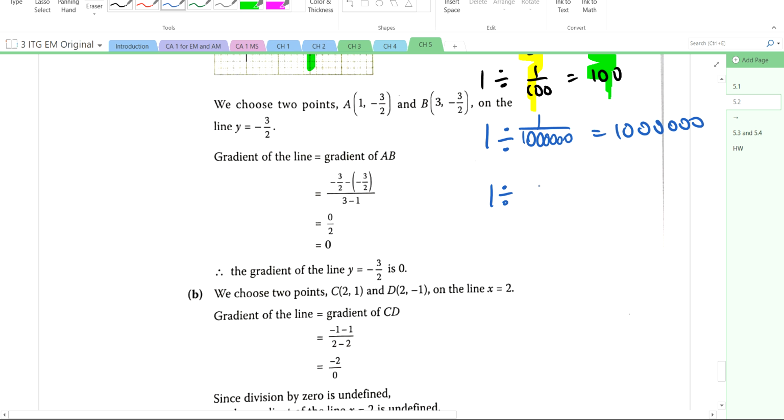So when I divide by 0, because it gets smaller and smaller, I will start to get a huge number. So big that we call it infinity. Okay?